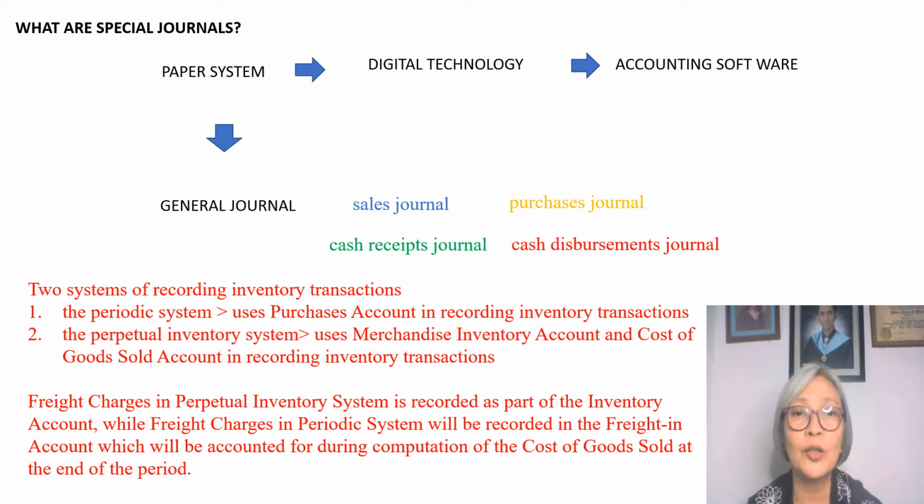instead of recording these every time a transaction occurs in the general journal, we're going to record them in special journals, which are in the form of a summary. So it already has a debit and credit, and the recording will not be so tedious. So these are the special journals. The special journals are journals which will record recurring transactions such as credit sales, credit purchases, receipts of cash, and disbursement of cash.